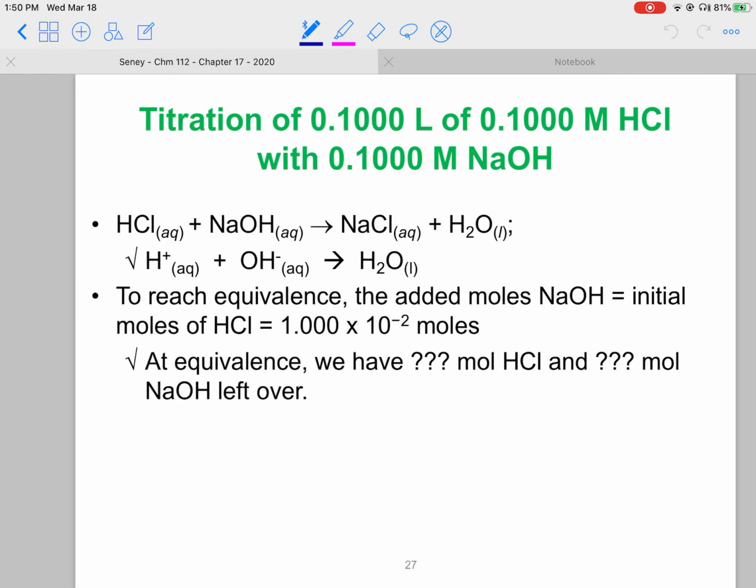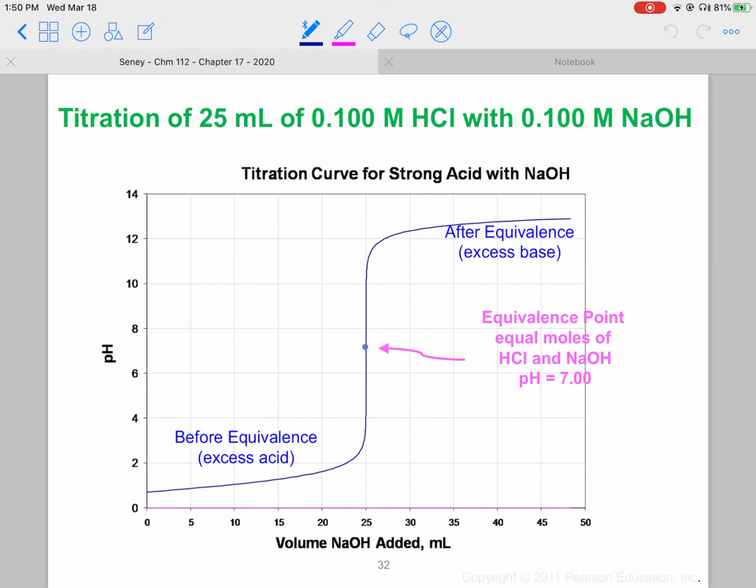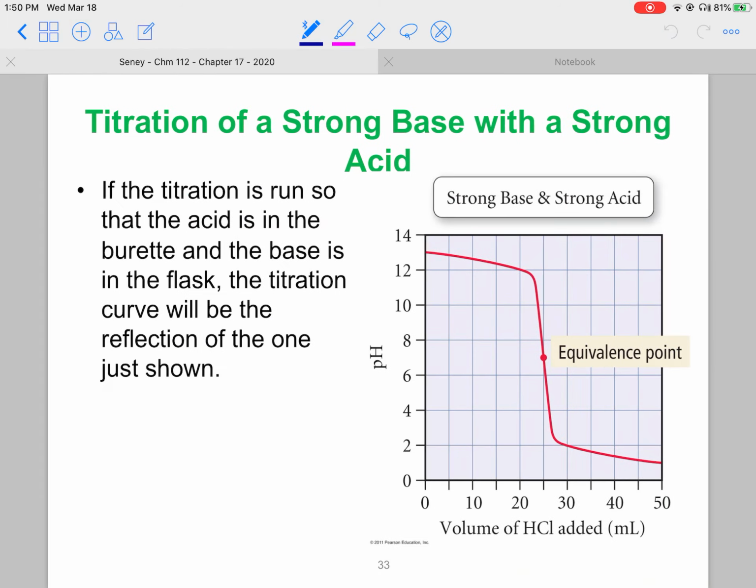So I'm going to move us ahead, and then we're going to talk about calculations in a few moments. And then here you can see is another titration of HCl with sodium hydroxide. This is just showing again, based on the concentrations, pH is still 7 for a strong acid, strong base.